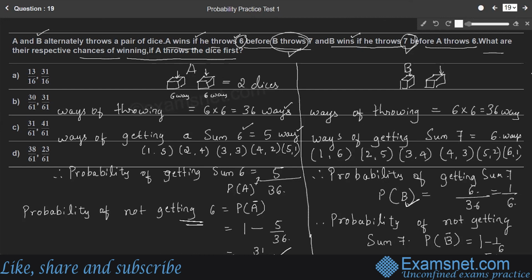So the question is, what are their respective chances of winning if A throws the dice first? We have taken A throws the dice first. Chances of winning are 30 by 61 and 31 by 61. Option B is the right answer. 30 by 61 and 31 by 61.